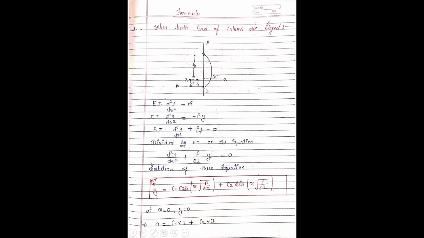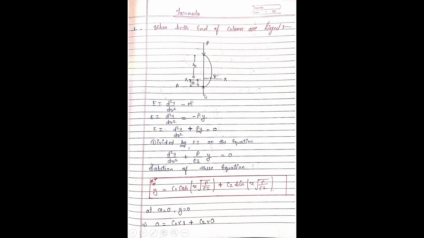Now we know the deflected shape of this curve, that is known as the elastic curve of the column. The equation of this curve is given by a differential equation, EI d2y by dx square equal to M, where M is the bending moment at this particular section, and that can be calculated as minus P into y. So EI d2y by dx square equal to M, and M equal to minus P y.